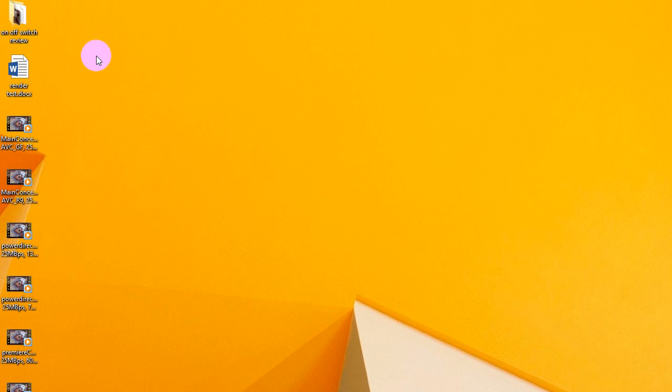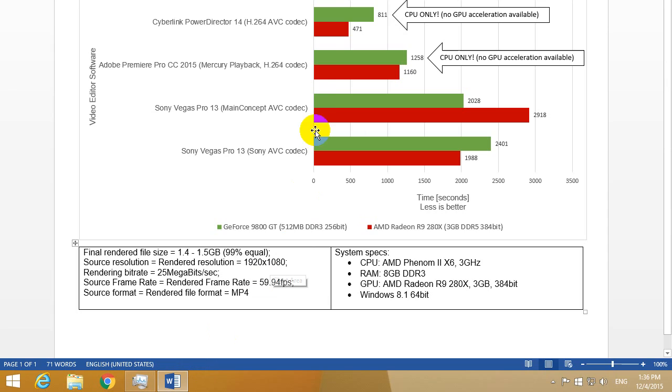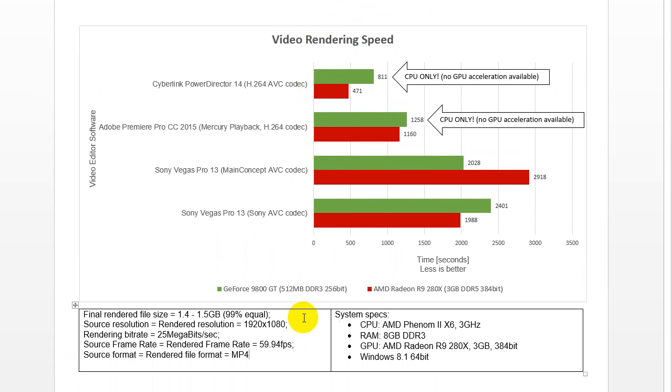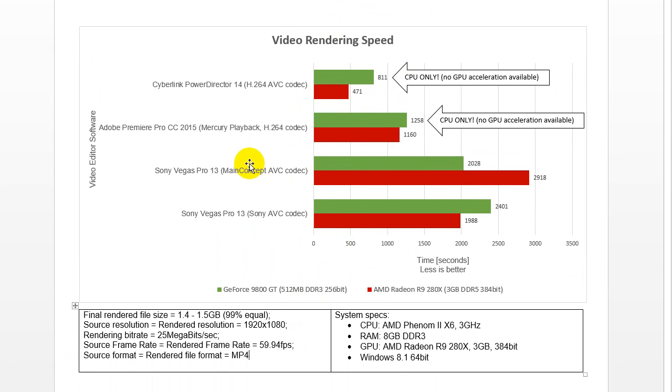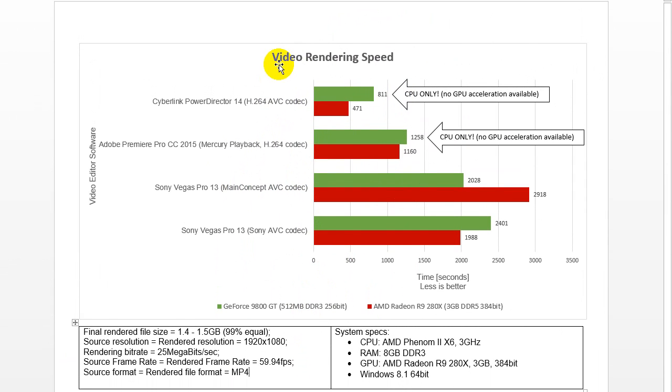Okay, this video is about rendering video. Here is a chart that I just created. It's about video rendering using four different programs: Sony Vegas Pro version 13 using the Sony AVC codec, Sony Vegas 13 using the Main Concept AVC codec, Adobe Premiere Pro CC 2015 and Cyberlink PowerDirector 14.